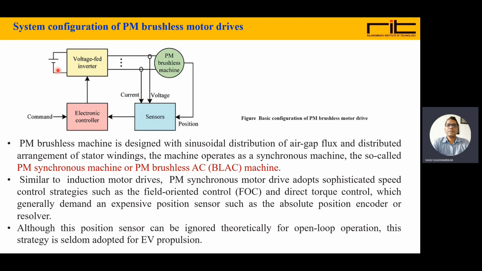So here you can see the diagram, the permanent magnet brushless machine with voltage fed inverter. This is the source, battery source. Current and voltage are sensed. Also position is given to the sensors and the sensors will give the input to the electronic controller with desired command, and it will control the voltage fed inverter and input to the PM brushless machine.